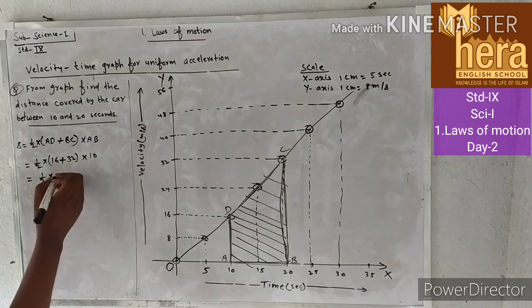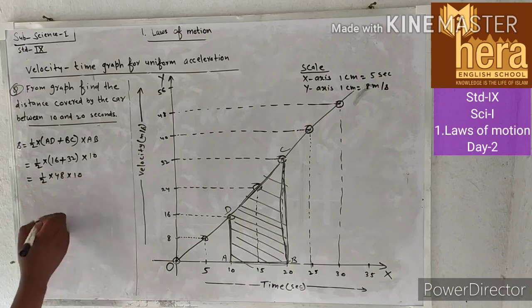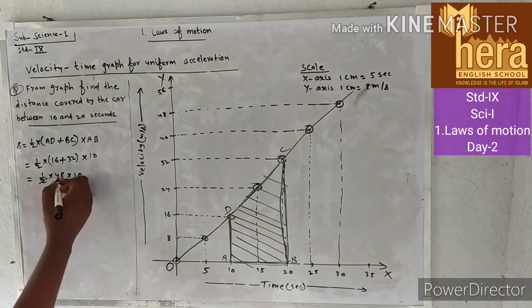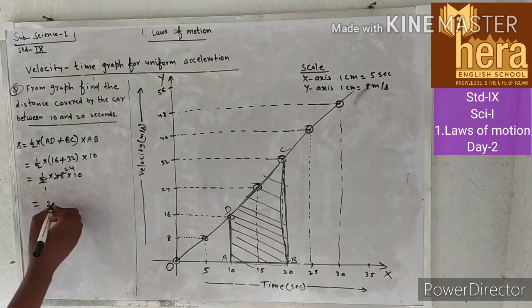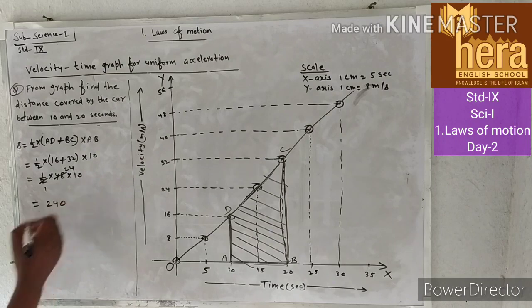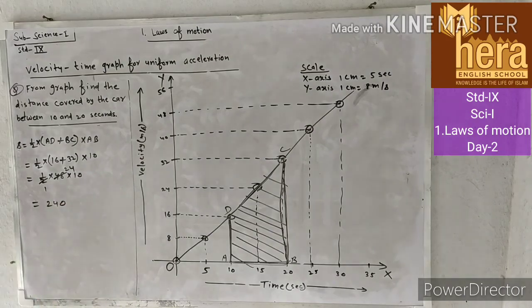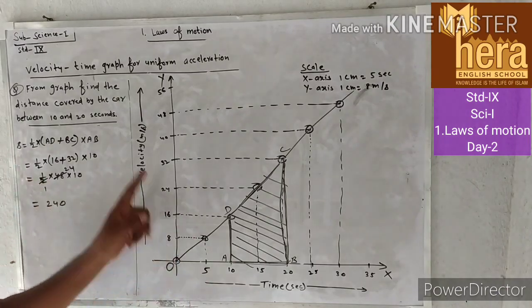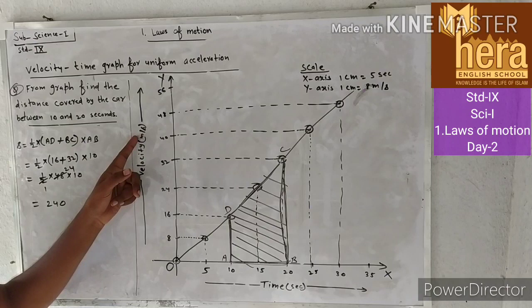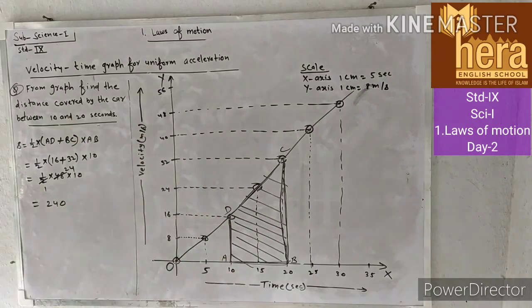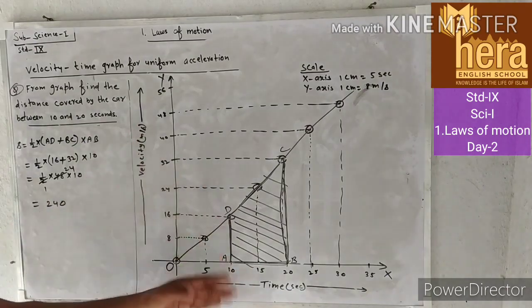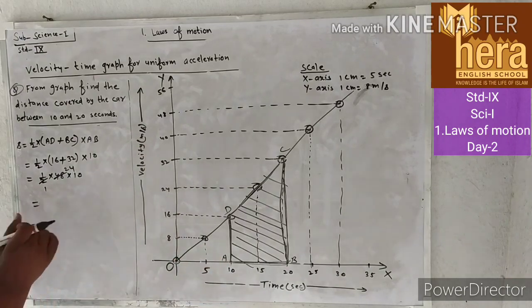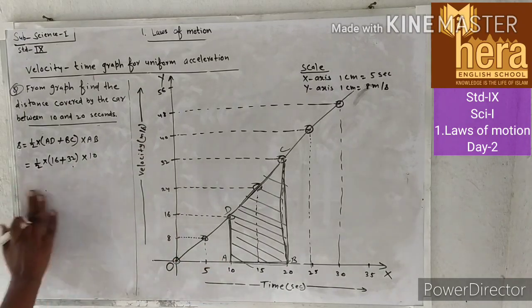16 plus 32, that is 48 into 10. 2 1 the 2, 2 to the 4, 4 to the 8. This will be equal to 24 into 10. That will be equal to 240. This is the distance. Distance will be in meter because see, here is meter. Second will cancel out. So if you want to write with units, you can write here like this.